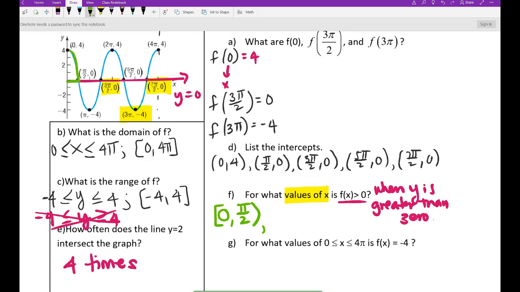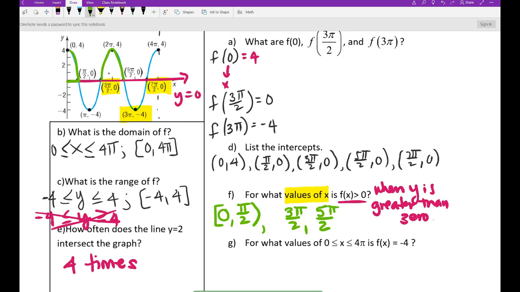Are there other locations of x where y is bigger than 0? For sure. Isn't this thing right here also bigger than 0? Yes or no? Okay, so for that piece, where does it start? 3 pi over 2. All the way to what? 5 pi over 2.